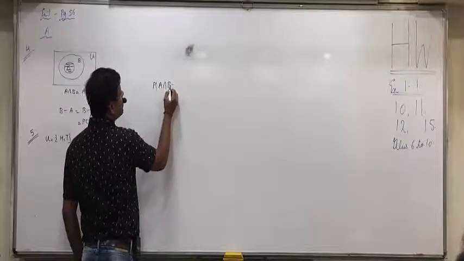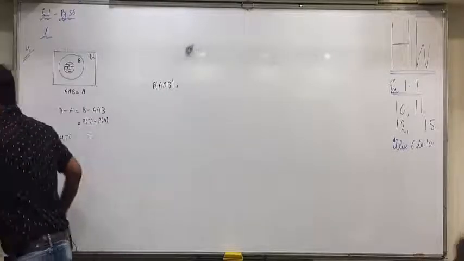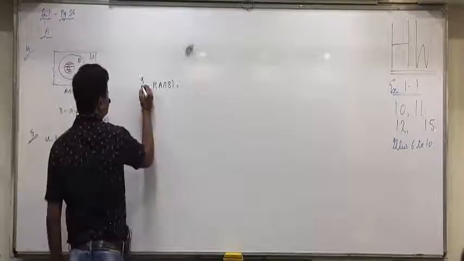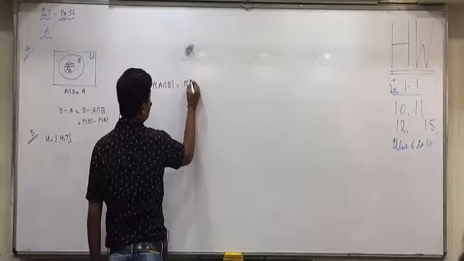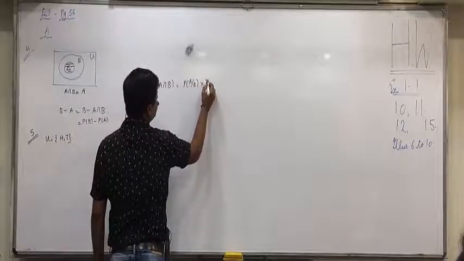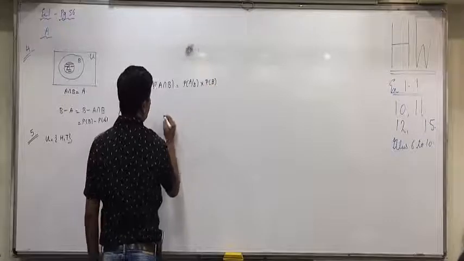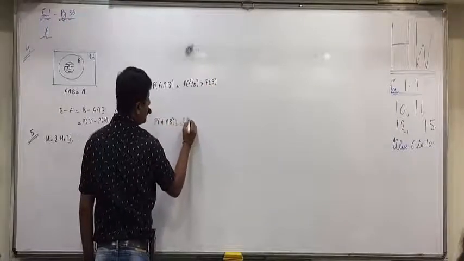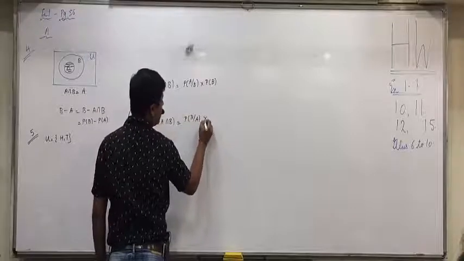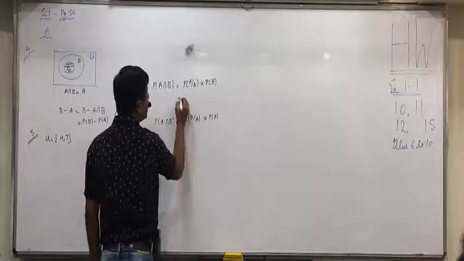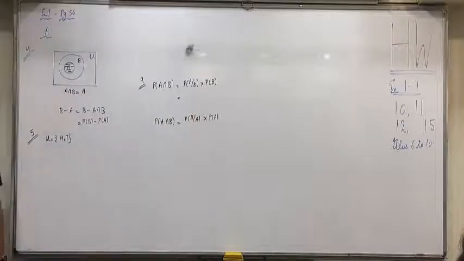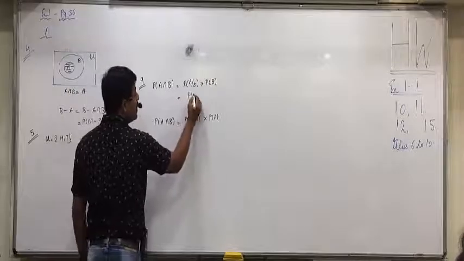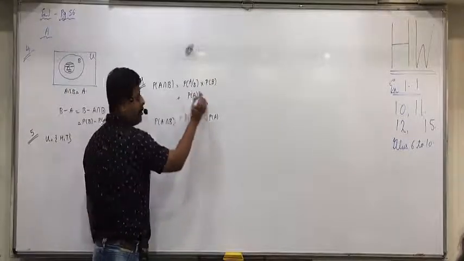For dependent events, we have studied a formula. Either it will be P of A given B into PB, or it will be P of B given A into PA. Okay. Now, here you are given that P of A given B equals to PA. Means can I write it as PA in place of P of A given B into PB?